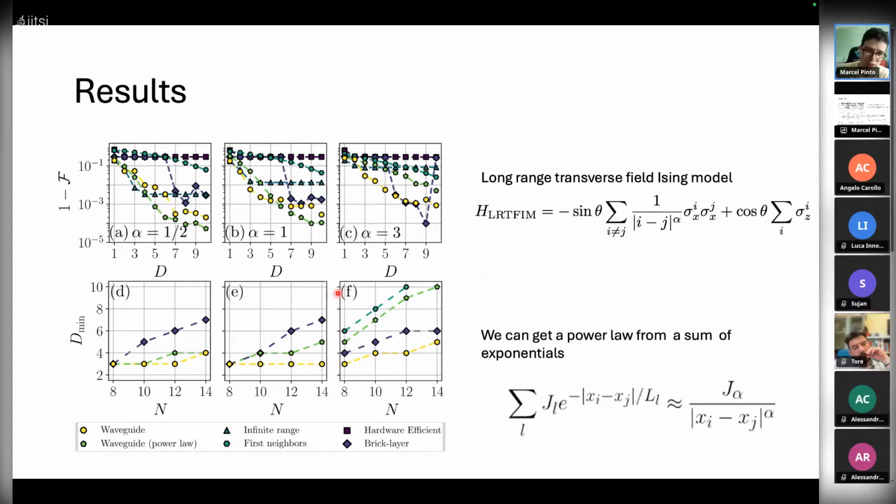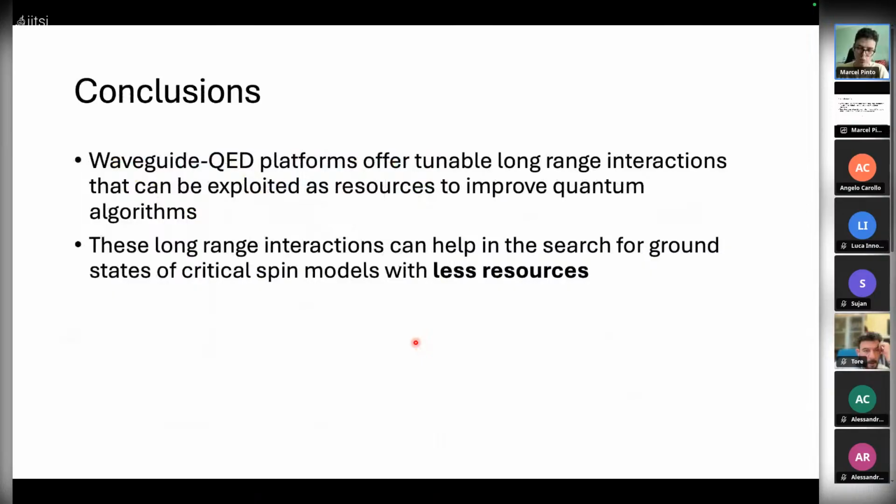We want the stuff to be done with as few resources as possible. So if you look at, again, that plot of 99% fidelity and look at the minimum amount of layers that you need to reach the ground state for this system, you see that the waveguide and the waveguide power law are by far still winning. Not in this case, the waveguide power law loses a little bit in the case of alpha equals 3.